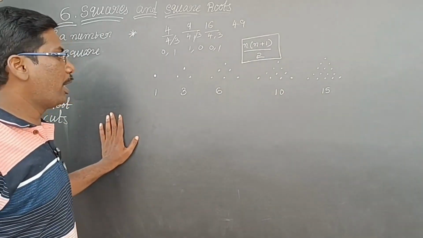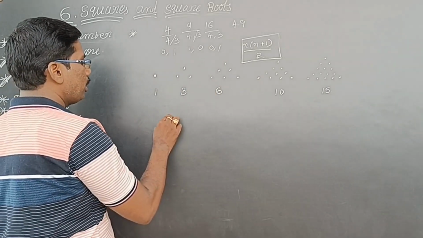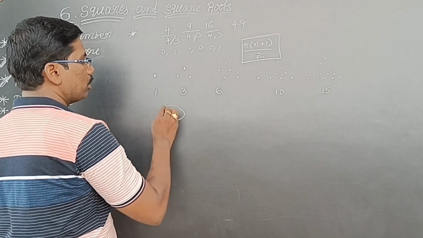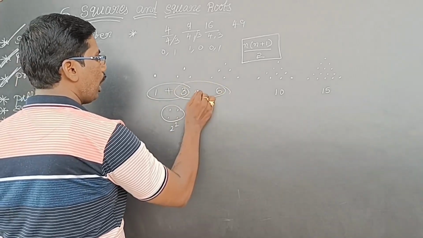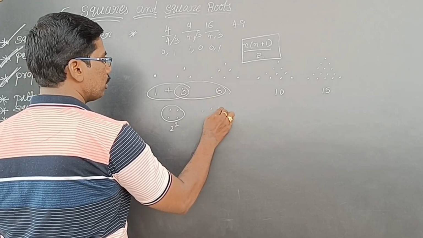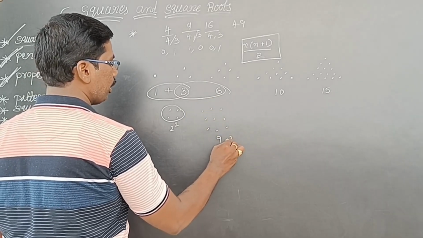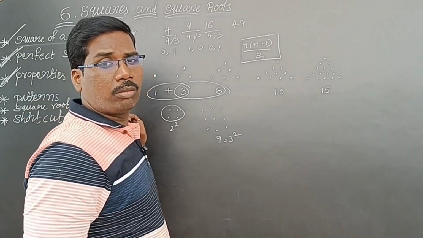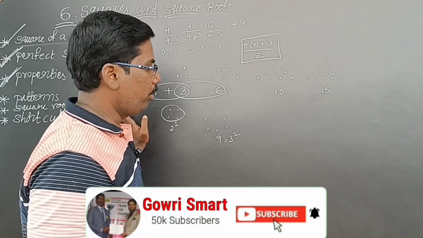Now, the square number pattern. If I add these two, 1 plus 3, I get 2 square. If I add the next two, I get the square number 9, that is 3 square. So the sum of consecutive triangular numbers is nothing but the square of a number.